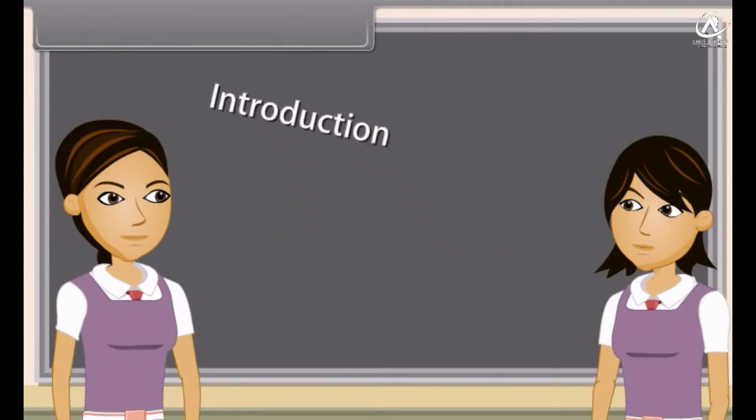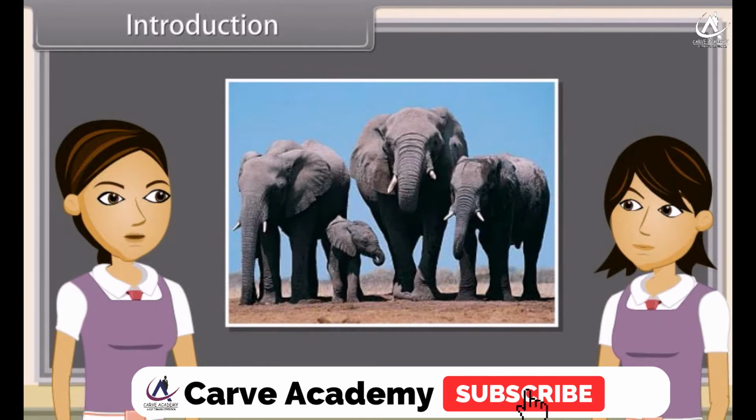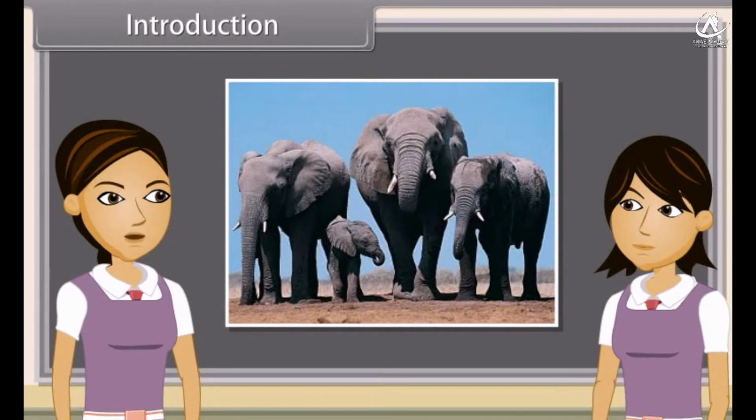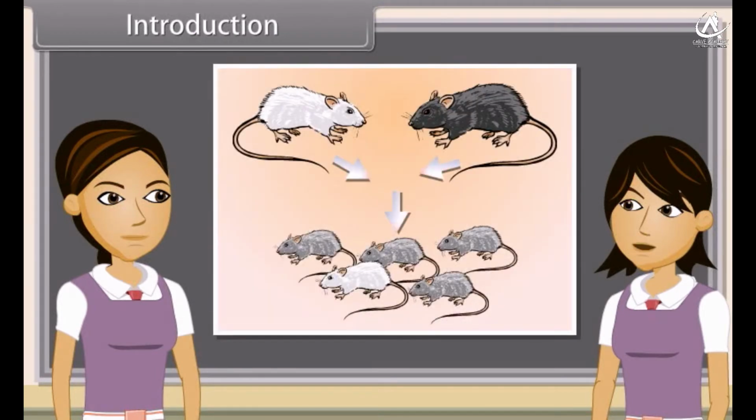Introduction. We know that reproduction is the ability of all organisms to produce young ones similar to themselves in most of their characters. We can also say the process by which a species is continued is called reproduction.